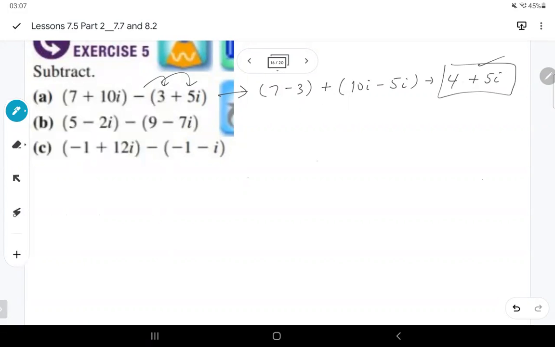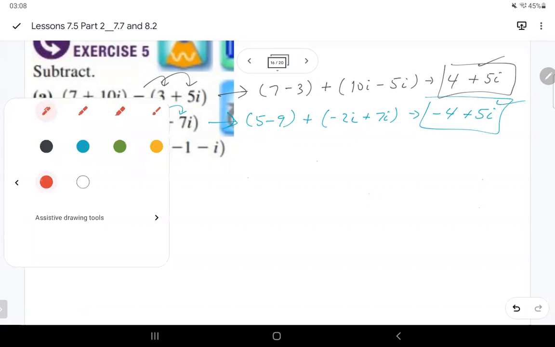Right here, we have to distribute again. So 5 minus 9 is the real. Leave it as a plus again. We're going to have minus 2i plus 7i because minus is a plus. So that's going to give us -4 plus 5i.